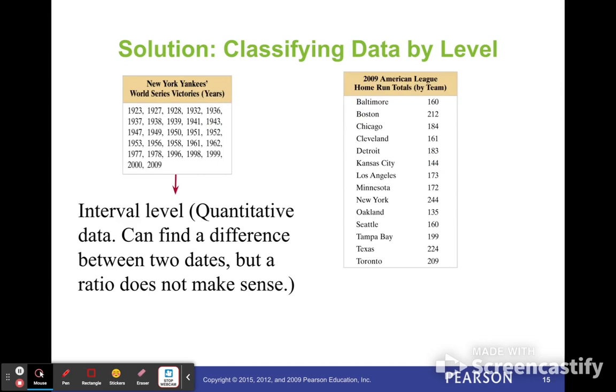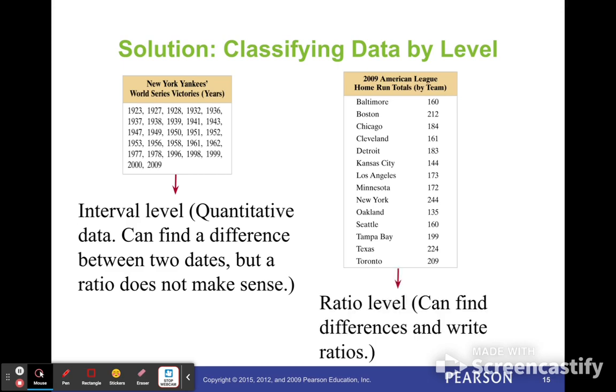Looking into this, notice this one is interval. Why? Because of the zero here, for example, year zero. Is that the beginning of time? No, right? Because we're using AD, Anno Domini in Latin, I think. When you say zero, it's still a year. However, on the right side, this is exactly ratio.